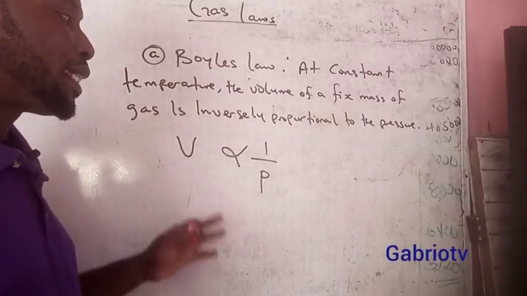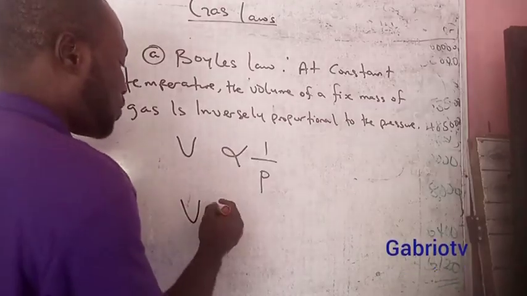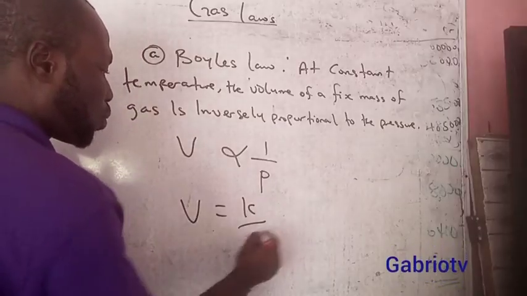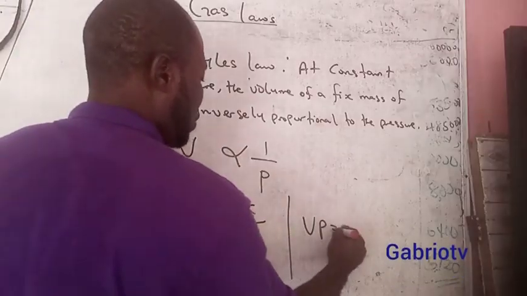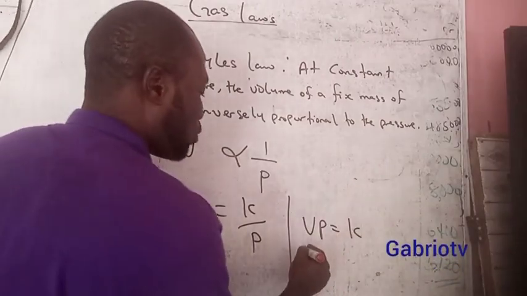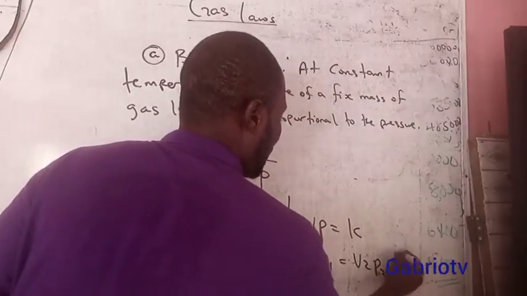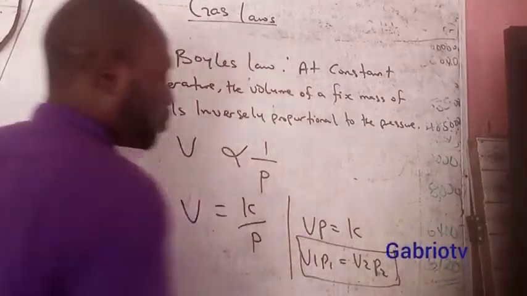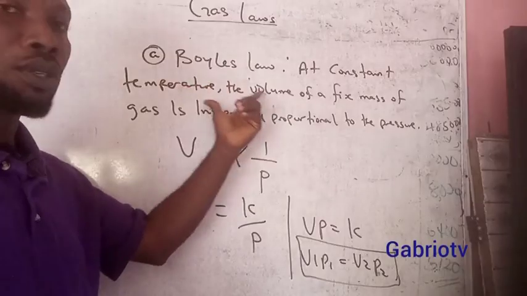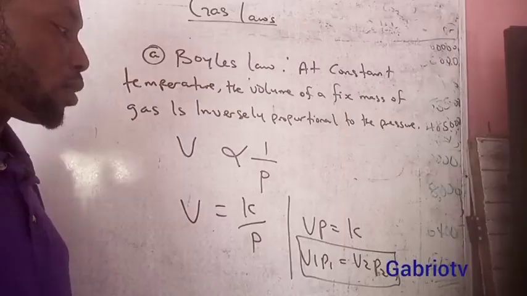There's an interpretation to this, but let us put a constant. We have V equals K over P, so we have VP equals K. So when we have volume 1 and volume 2, we have V1 P1 equals V2 P2. And this is Boyle's law. This is the mathematical expression of Boyle's law.